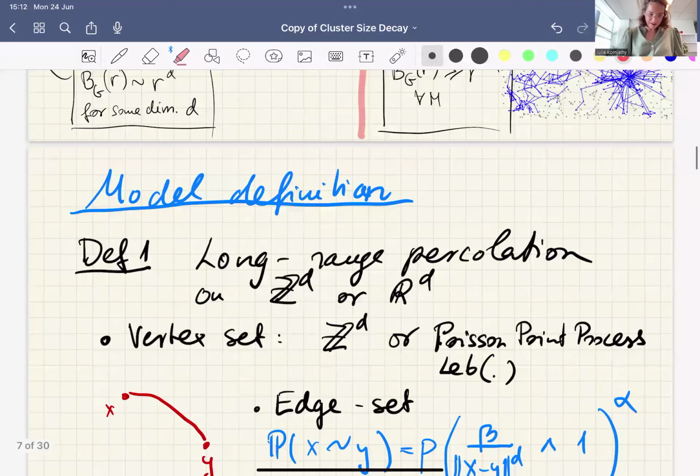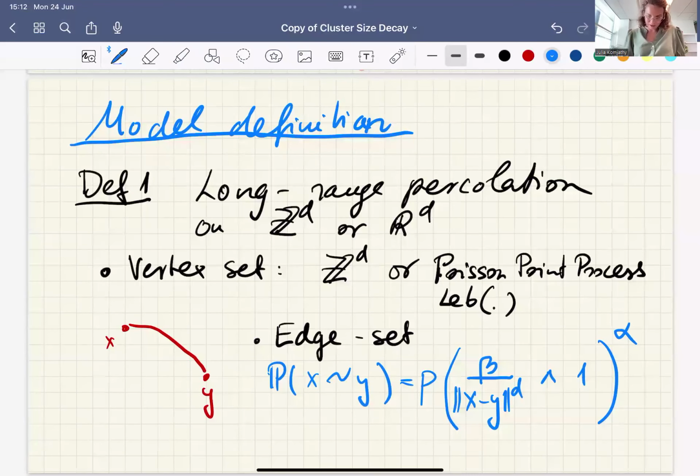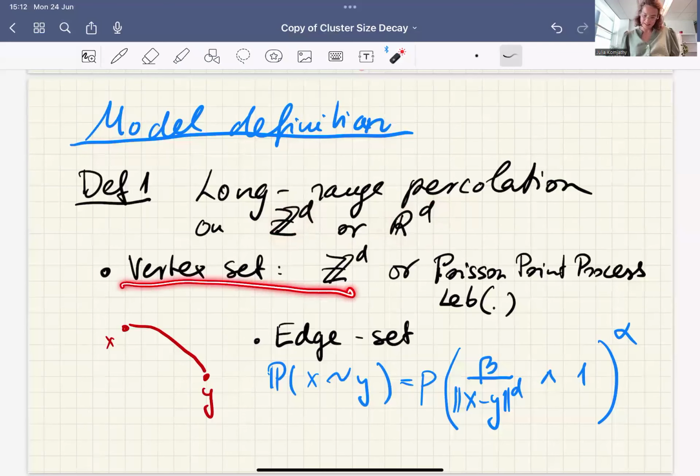So what I'm going to define now is the model of long-range percolation. You can do this either on Z^d or on R^d. If you want to work on Z^d, your vertex set is Z^d. But if you want to work on R^d, you take your vertex set as a Poisson point process. I'm going to make the assumption that the intensity is 1, just Lebesgue intensity, homogeneous everywhere. Other homogeneous intensities or bounded density ones are also okay because they can be scaled out.